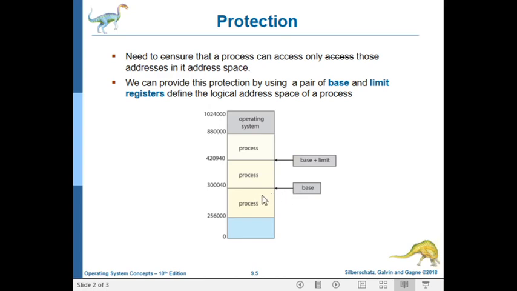In this example, let's say our base register is at the address 300,040, and the limit register, the size of the region, is 120,000. Thus the boundary register is 420,939 (upper bound). Meaning that if the program wants to access memory, it's only allowed to access between these two addresses.